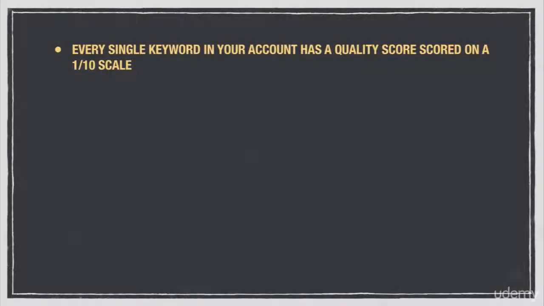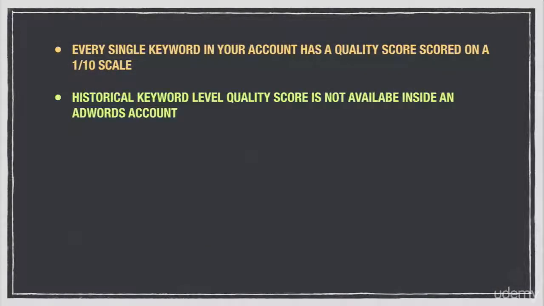You can't see historical quality score data from within your AdWords account. In other words, you can only see what your quality score is now, not what it was yesterday or how it changed over time. There are some great third-party tools and AdWords scripts that you can run to collect this data, and we'll talk more about that later on.